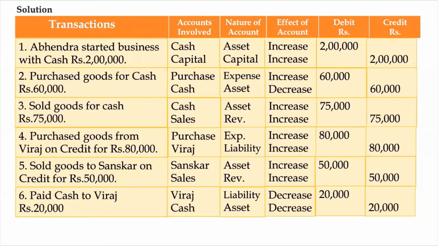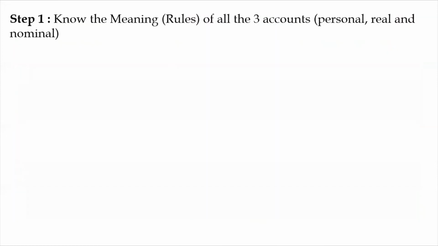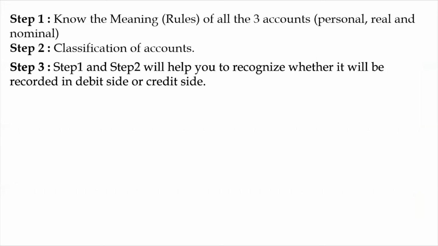Now I will explain some steps that will help make it easier to solve these questions. The first step is to know the meaning of the three accounts. Means you should know the meaning as well as the rules of the three accounts, that is personal account, real account and nominal account. Now, the second step is classification of accounts. Step one and step two will help you to recognize whether it will be recorded on the debit side or credit side. Okay, let's see it with an example.